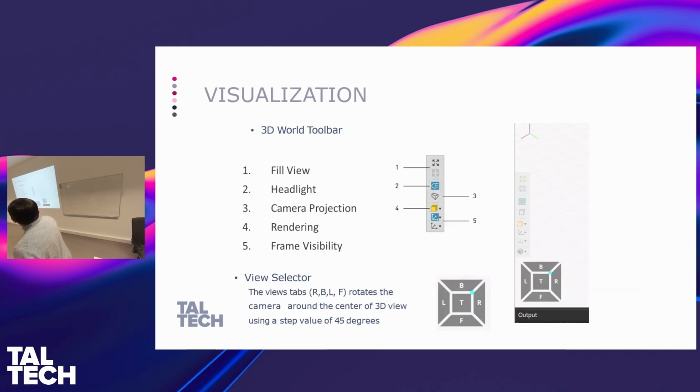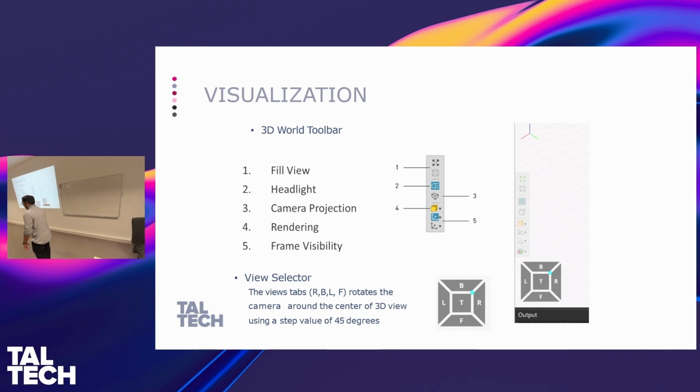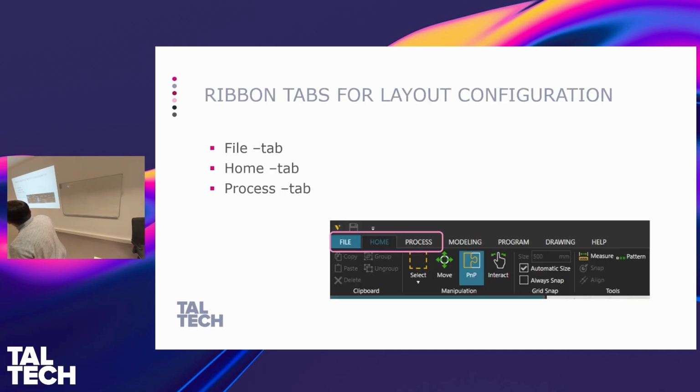This is visualization. So there are different views. Another 3D view selector is the same as in any other CAD software. So we can just pass by those slides. There are different tabs, and let's say the user interface has different kinds of toolbars, dock panel, simulation control I talked about, but mainly we will work on the home tab, and the most important is the process tab.